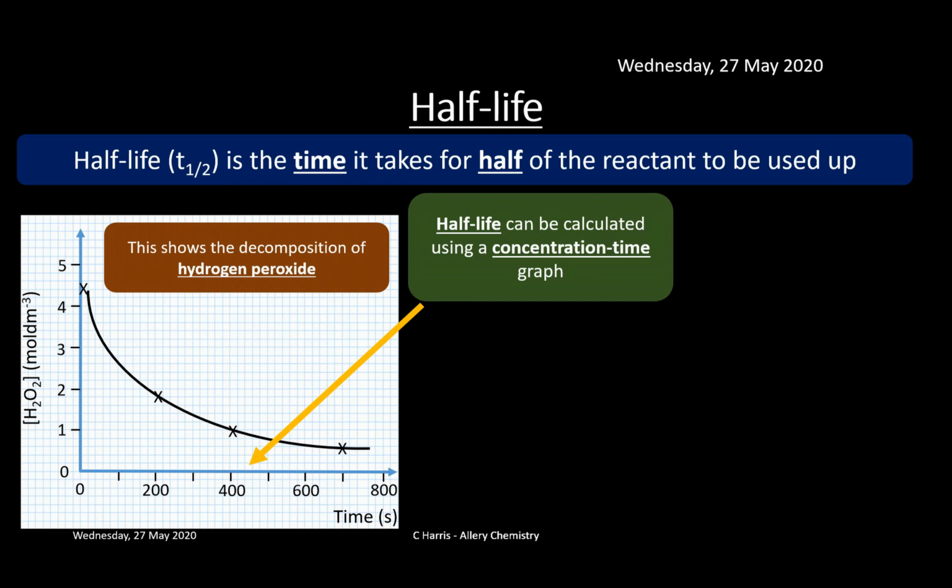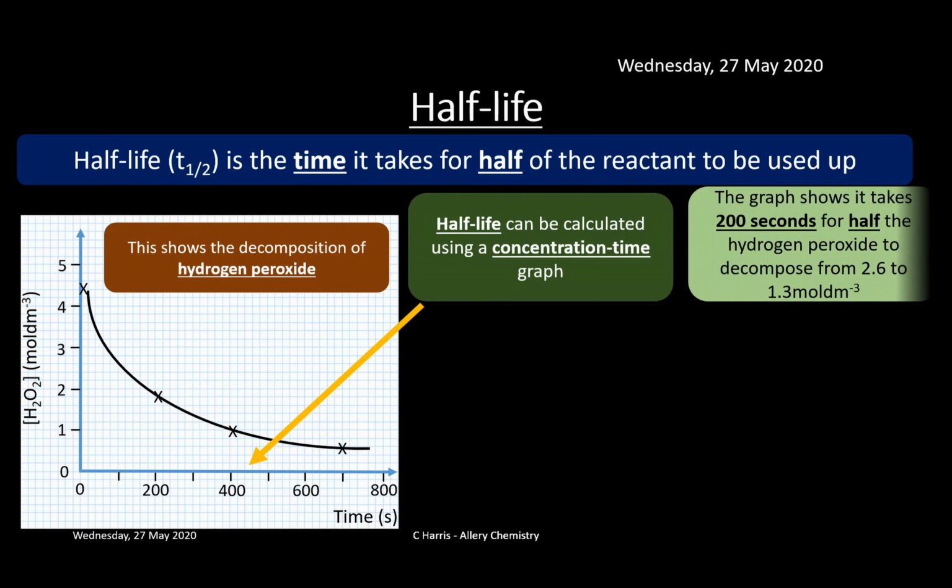Now, to work out half-life, what we're going to do is draw a few guidelines on this graph. The graph shows here it takes 200 seconds for half of the hydrogen peroxide to decompose, from 2.6 to 1.3 moles per decimetre cubed. You can see here it takes 200 seconds, that's how long it takes for this to decrease by half. That's the first bit. We're then going to ask how long it takes for this to halve, so we're going to do exactly the same.